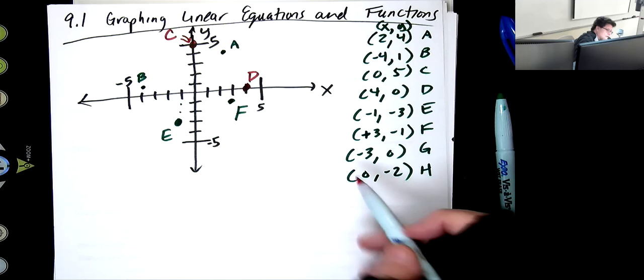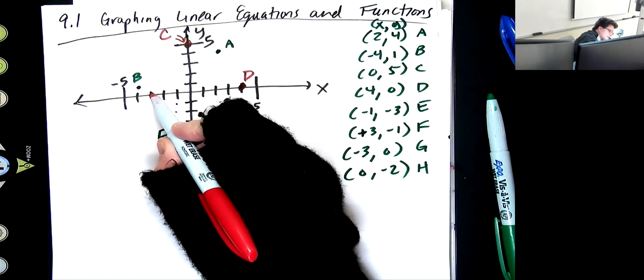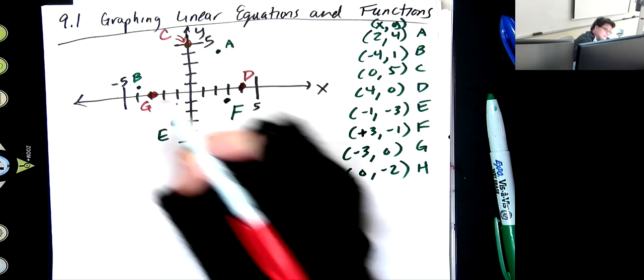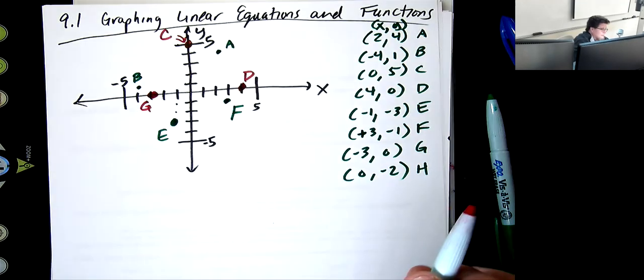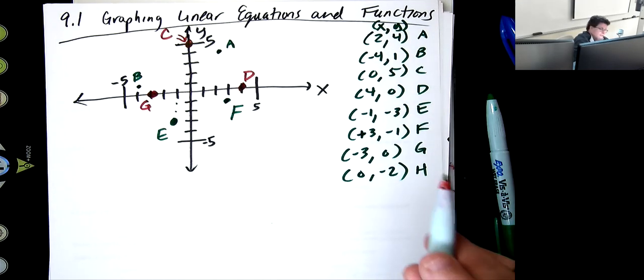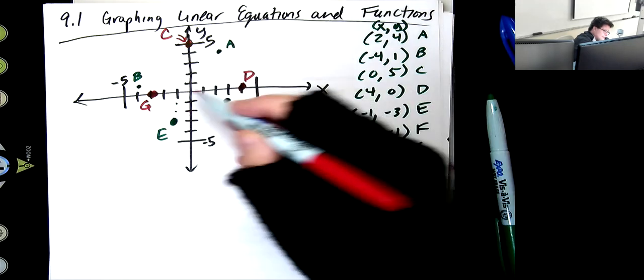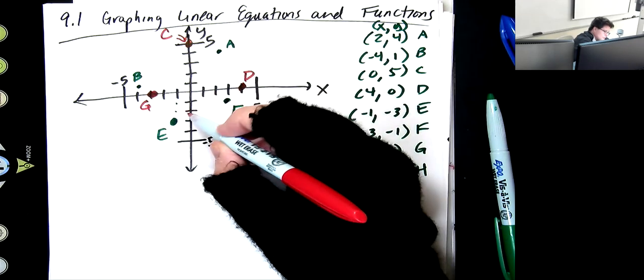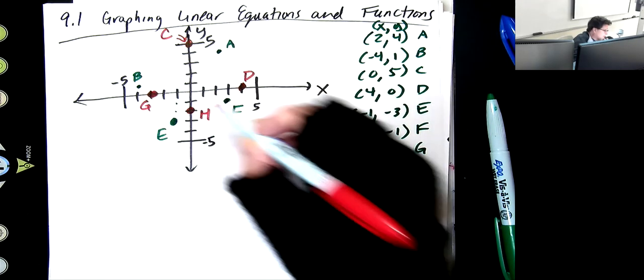If I do (-3, 0), I go left 3 and I don't go up or down. That's my G. And for (0, -2), I don't go left or right 0, but I go down 2. That'll be H.